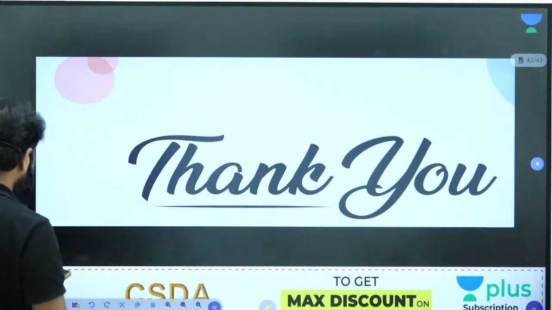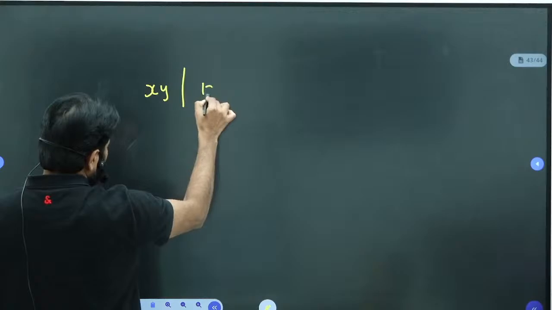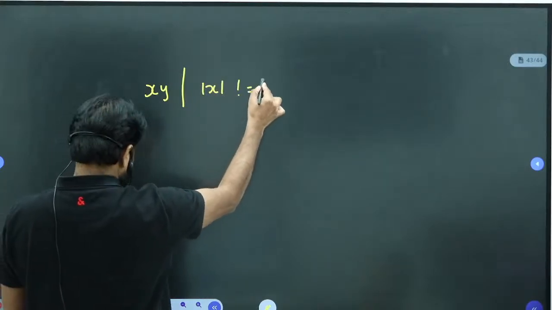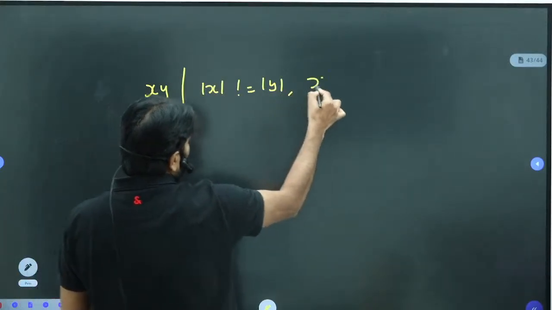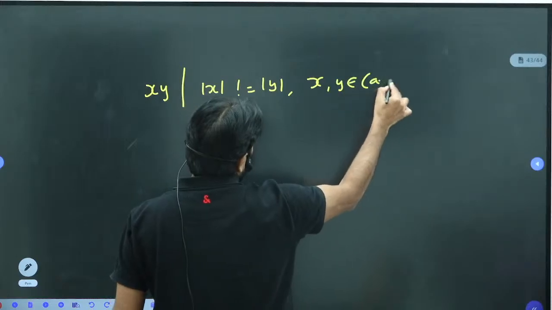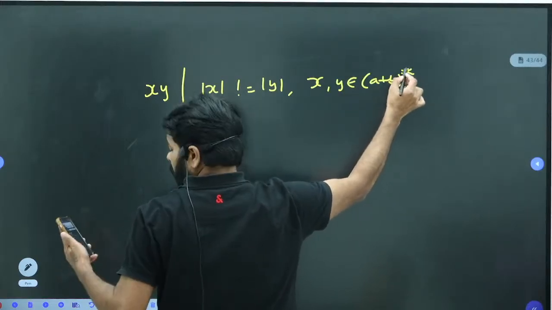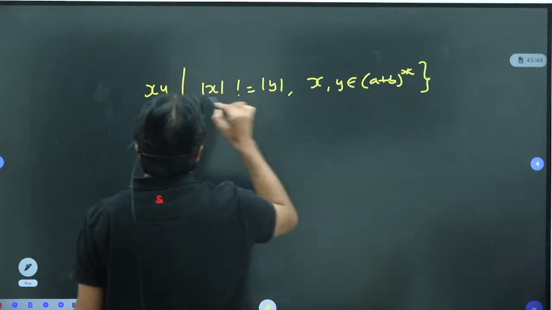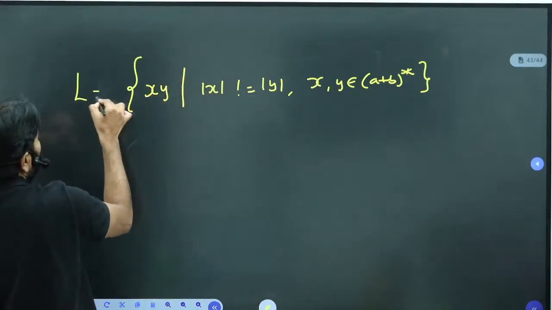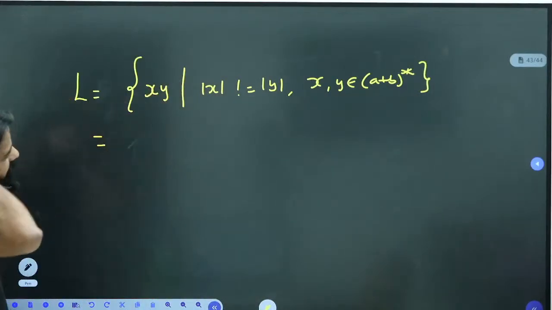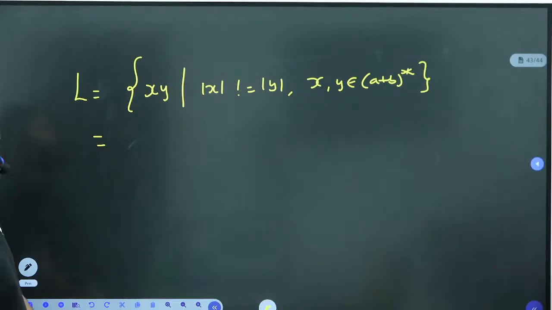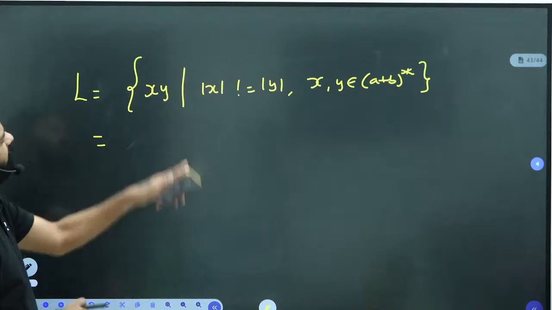For you, I'll take that. You wanted x, y such that length of x is not equal to length of y, where x, y belong to (a+b)*. First, have you understood what the language is here?